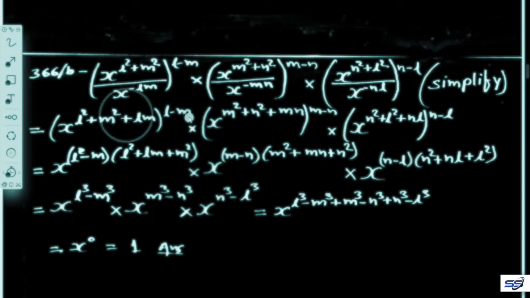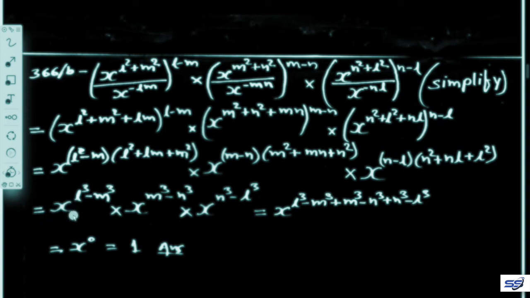Now this power and this power shall be multiplied: x power l minus m into l square plus lm plus m square, into x power m minus n into m square plus mn plus n square, into x power n minus l into n square plus nl plus l square. Now this is the expanded form of the formula, that is l cube minus m cube. We can also say a cube minus b cube is the expanded form of a cube minus b cube, so we should always write in concise, simple, basic form.